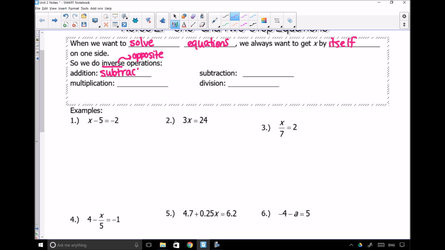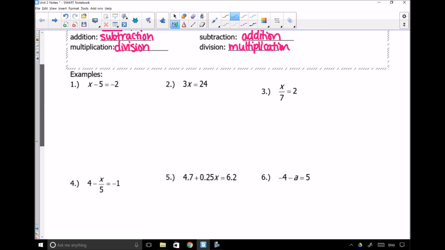I want you to pause and fill in the rest of this top table up here. And then once you fill in this top table, press play and see if you get the same answer as me, okay? Right, welcome back. So you should get that the opposite of subtraction is addition, the opposite of multiplication is division, and the opposite of division is multiplication, okay?